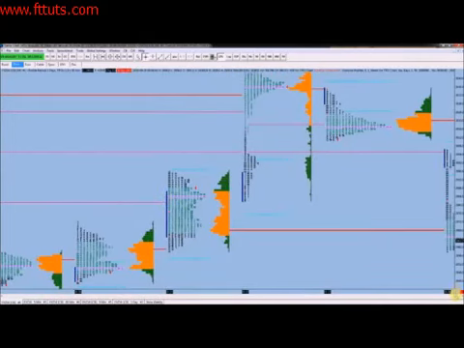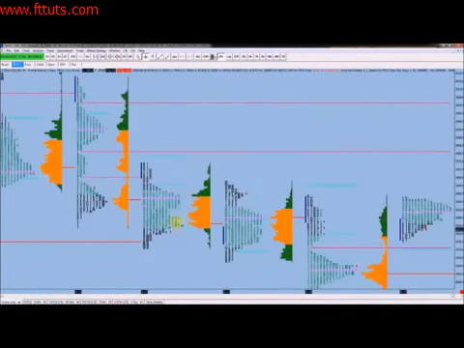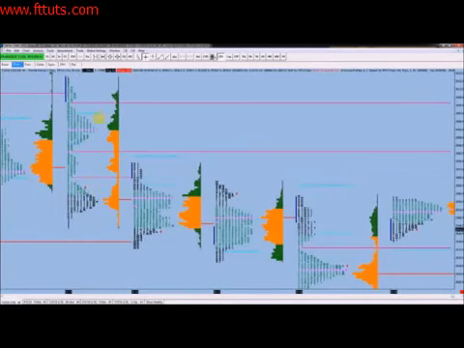So if we try and find another double distribution day, well, that was kind of a triple distribution day. It never really found balance in the morning. In fact, that was never a double distribution. That was a P-shaped profile, or a B-shaped profile, that then turned into a triple distribution. So it was only ever going to do one of two things as it started breaking lower. It was only ever going to turn into double distribution or triple distribution.